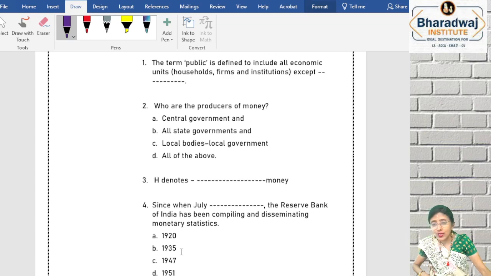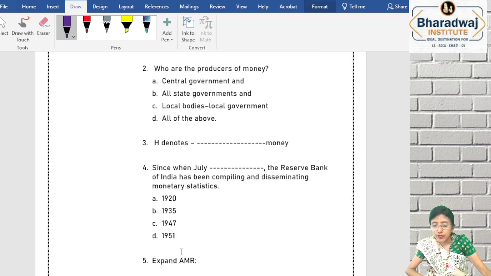H denotes dash money. Fill up that term. I'm not asking which institution's money. I'm asking what the name of it. H denotes what? Okay. This is a question from the data segment. Since when? July. You have to talk about RBI starting to compile and disseminate monetary statistics. A year is very important.